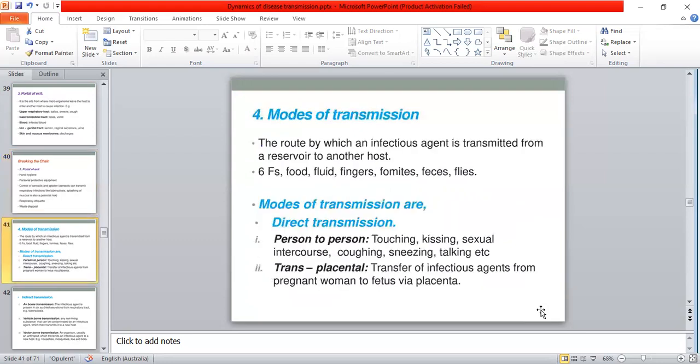Modes of transmission. The route by which an infectious agent is transmitted from a reservoir to another. The 6 Fs in indirect transmission are shoes, flues, fingers, fomites, feces, flies. In case of direct transmission, person to person: touching, kissing, sexual intercourse, sucking, sneezing, talking. Transplacental is transfer of infectious agents from pregnant women to fetus via placenta.